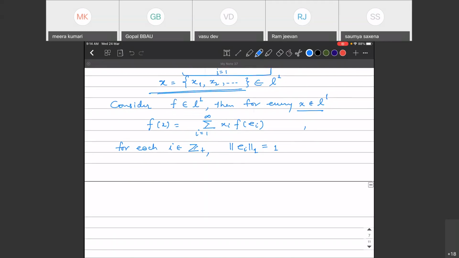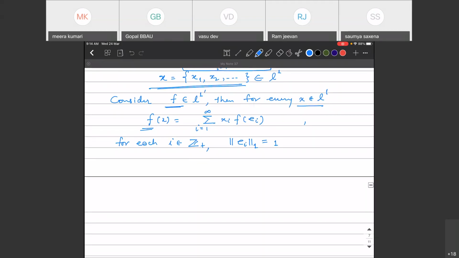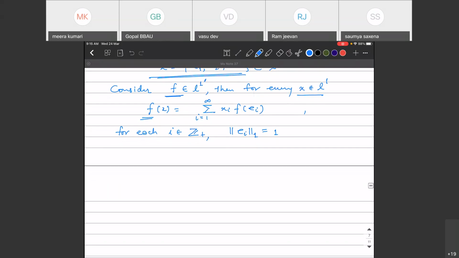Now clearly this f is linear. We can prove in fact that this f is linear, so it is a linear functional. Oh, I made a mistake. I said the right thing, but I wrote something wrong. Here f is in the dual space of L1, so L1 dash. Since f belongs to L1 dash, this means it is linear and it is bounded, correct?